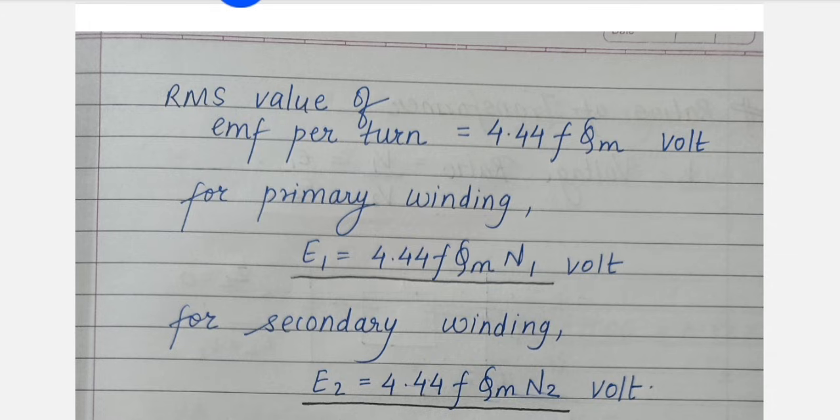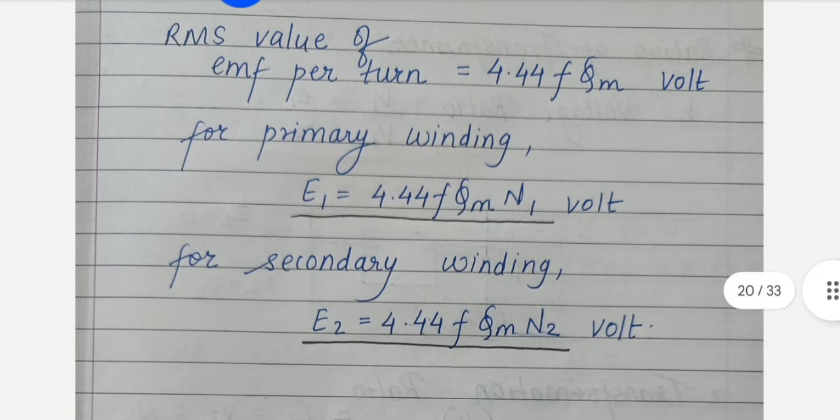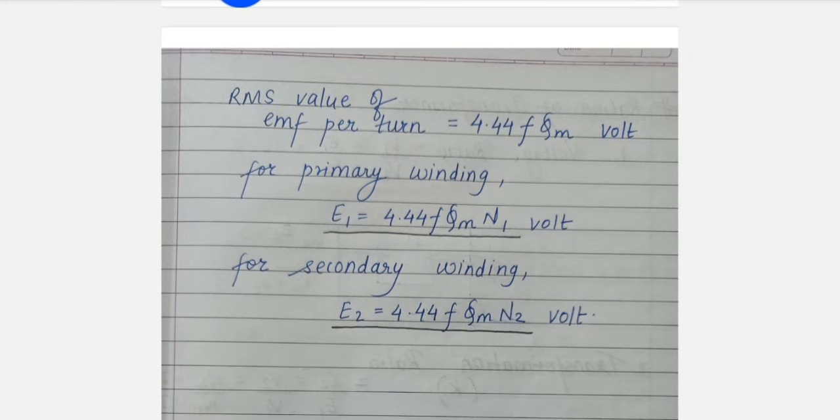So for primary winding, E1 will be equal to the same thing, just you have to multiply it by N1, okay, for primary winding. So E1 will be equal to 4.44 f phi m N1 volt, and for secondary winding the same thing, just E2 equal to 4.44 f phi m N2 volt. So these formulas are important, and here your derivation completes.